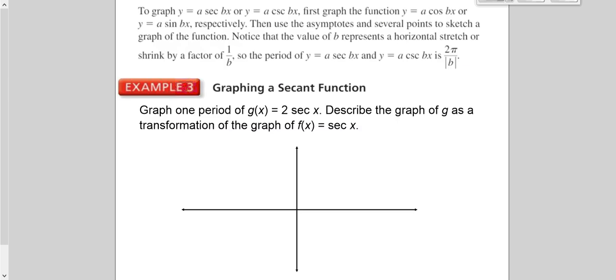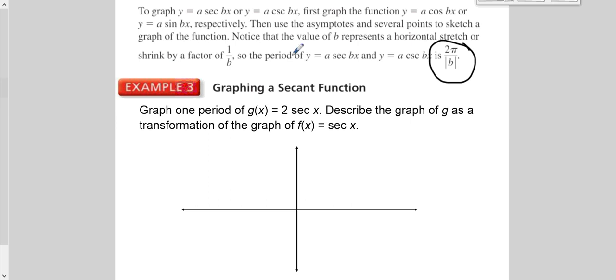To graph y equals a times secant of bx, or y equals a times cosecant of bx, first graph the function, cosine or sine, respectively. Then use the asymptotes and several points to sketch a graph of the function. Notice that the value of b represents a horizontal stretch or shrink by a factor of 1 over b. So the period is going to be 2 pi divided by b.